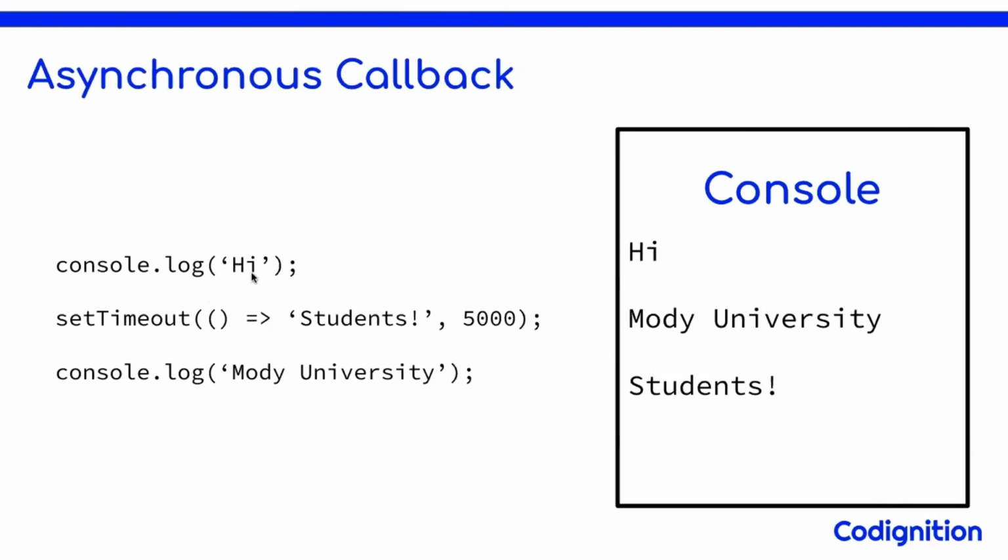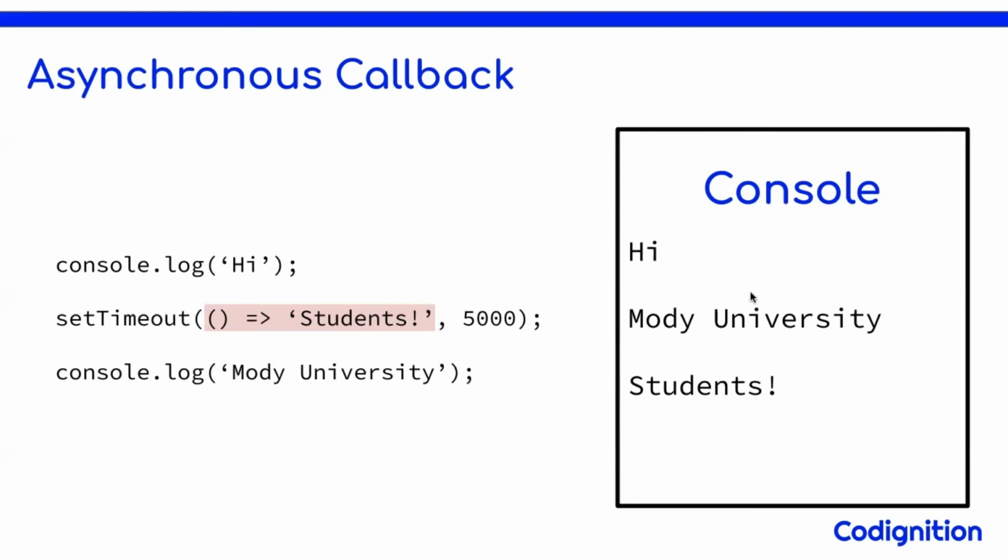The first line is console.log hi, and then I have called setTimeout. setTimeout is nothing but a web API call. The second line is setTimeout, where there is a method call. We call it a callback, and we want it to be called after 5 seconds, which is 5,000 milliseconds. And then finally, we have another console.log. It states Modi University. So no surprises.